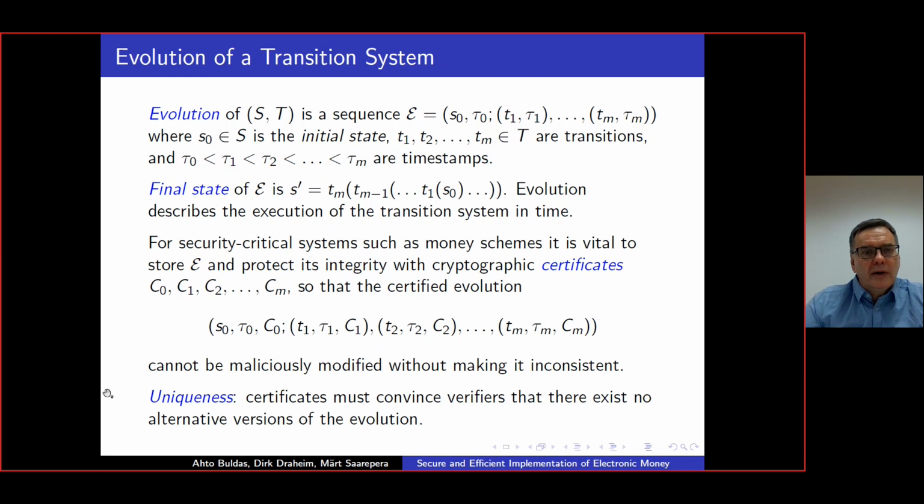What we also require, which is a crucial requirement, is that certificate must also convince verifiers that there exist no alternative versions of the evolution. So there is one and only true evolution of the system. For example, double spending is one of possible violations of such unique evolution.